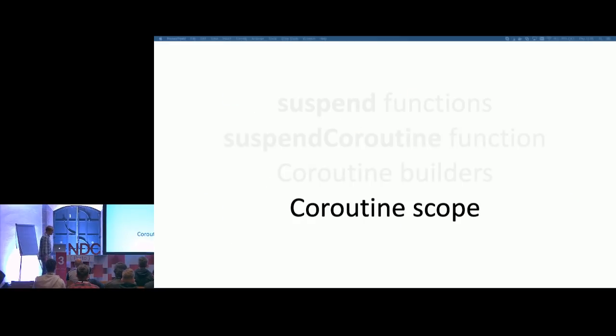Coroutine scope. The last of the four, in my opinion, fundamental concepts of coroutines. And here, I think, starts another major difference between async-await and coroutines. The problem that coroutine scope is going to handle and solve is not handled properly by async-await. And perhaps some of you will identify issues in the way that you are using async-await by identifying the problem that coroutine scope is trying to solve.